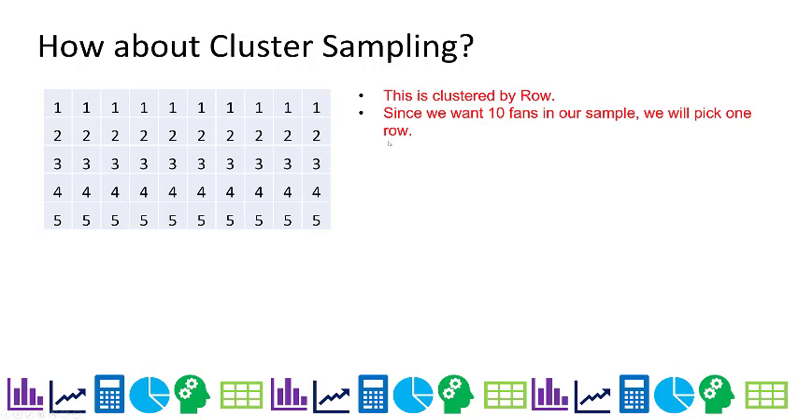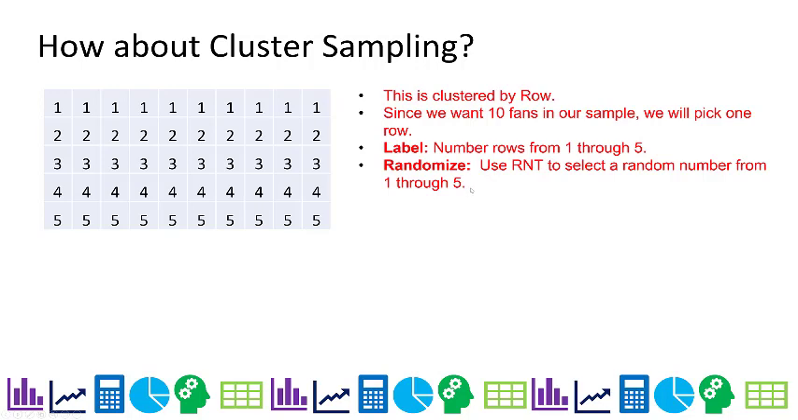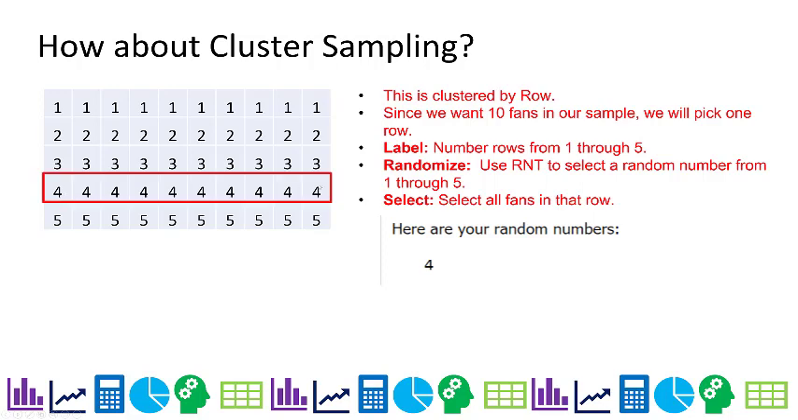Since we want 10 fans in our sample and each row has 10 fans, we just pick one row. So we'll label our rows from 1 through 5. If you're in here, you're labeled with a 1. If you're in here, you're labeled with a 2, then a 3, 4, and 5. Use a random number generator to select a random number from 1 through 5. In this case, since I'm only going to draw one row, I don't have to worry about repeats because I'm just doing the first random number I get, all right? And I will select all 10 fans in that row. So here's my random number, it's a 4. So that means I would get this cluster. Everybody in here is labeled with a 4, okay?